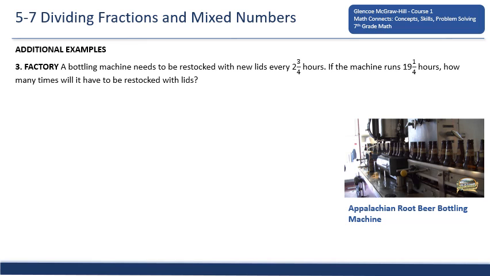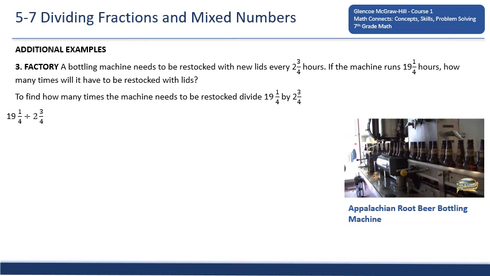A bottling machine needs to be restocked with new lids every 2 3/4 hours. If the machine runs 19 1/4 hours, how many times will it have to be restocked with lids? So we take the whole, 19 1/4, and we're going to divide it by 2 3/4. We have 2 mixed numbers, so we need to convert both of those to improper fractions. So that becomes 76 over 4 divided by 11 over 4.